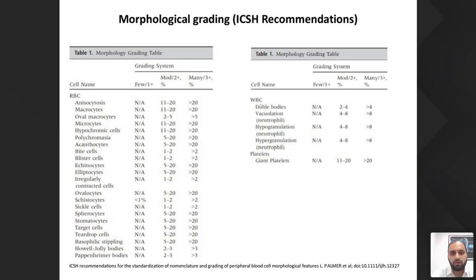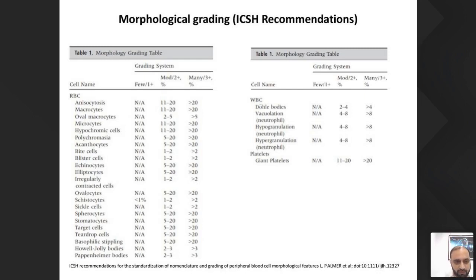Now, how do I quantify this? I count at least 1,000 cells, and of those 1,000 RBCs, I will quantify these percentages. This may be laborious, but this is our job and we do it. We have been doing it while grading, and maybe we don't emphasize much on the 1 plus or the 2 plus, but yes, sure, a 3 plus or marked anisopoikilocytosis is something which we must put in our report, which would help in the patient diagnosis and further management.